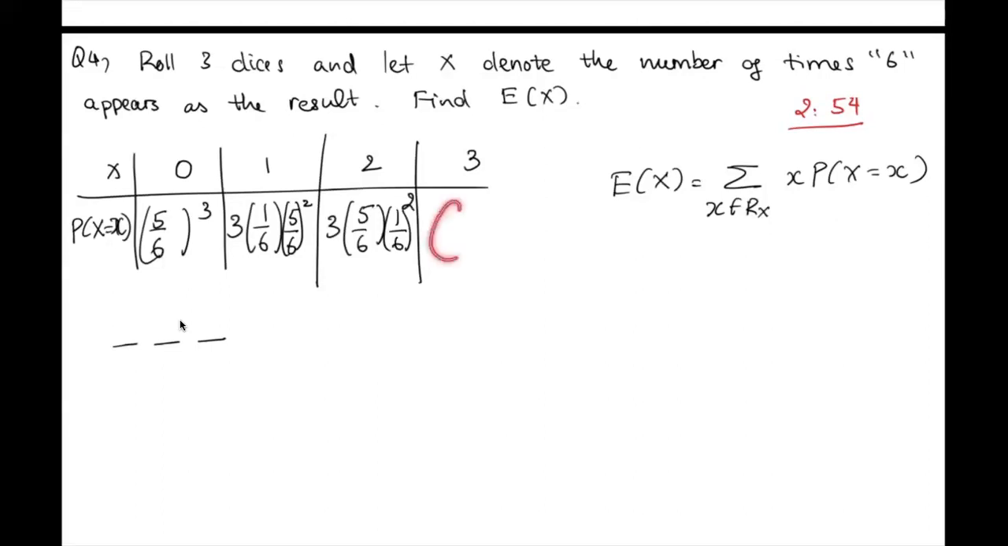For the last one, we want all 3 positions to be 6. The probability of getting 6 for one position is 1/6. And we want that for 3 positions. So it is to the power of 3. Any question about the PMF I just created?